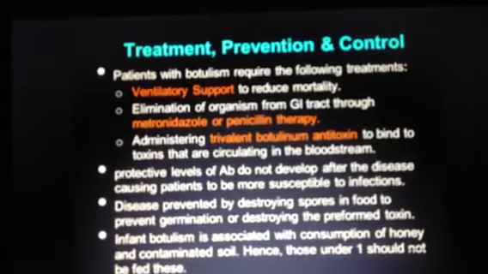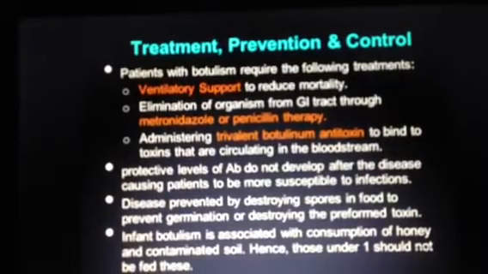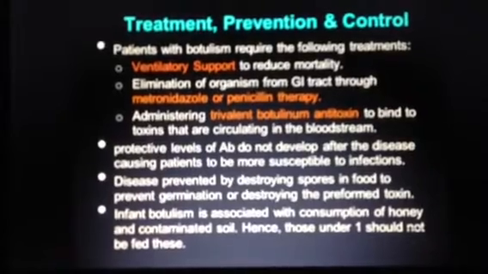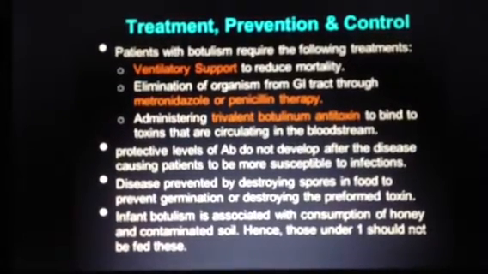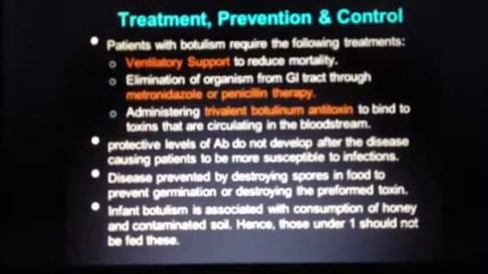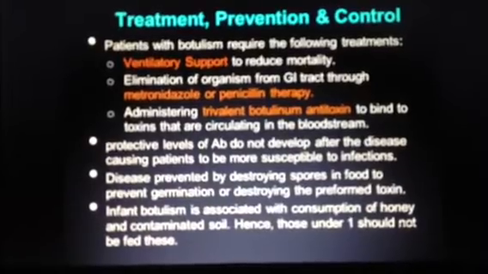Disease can be prevented by destroying spores in food to prevent germination or destroying the preformed toxin itself. Infant botulism is associated with consumption of honey and contaminated soil, mainly. Hence, those that are under 1 year of age should not be fed that.